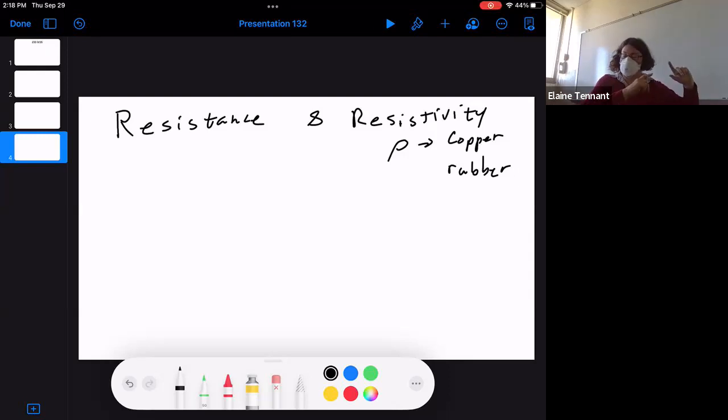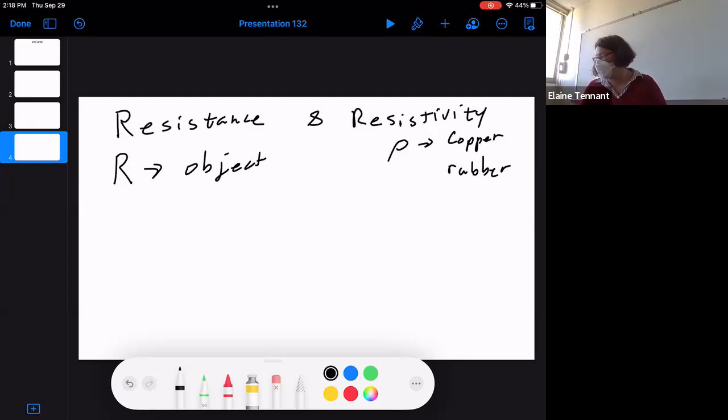No matter what piece of copper you pick up, it'll have the same resistivity. This is as opposed to resistance, where resistance is tied to some object. So while this is made of cardboard and it will have some resistivity, which is the same as all other cardboard, it will have a very specific resistance. Makes sense? Which will be different from this piece of cardboard.